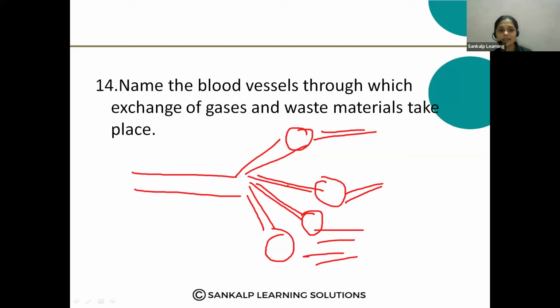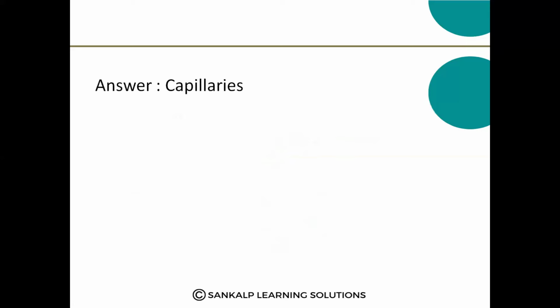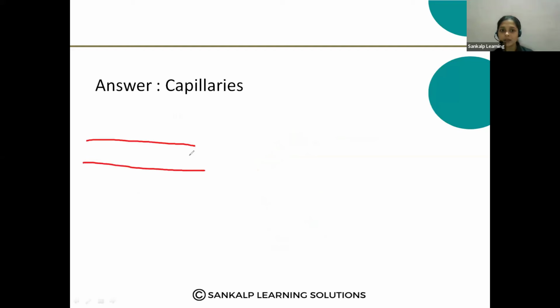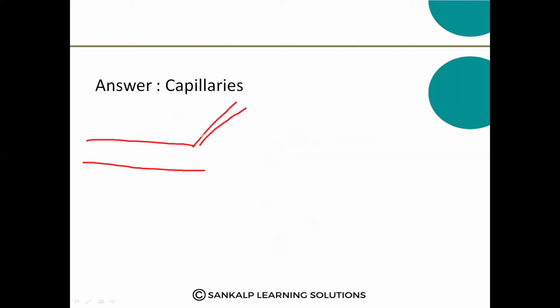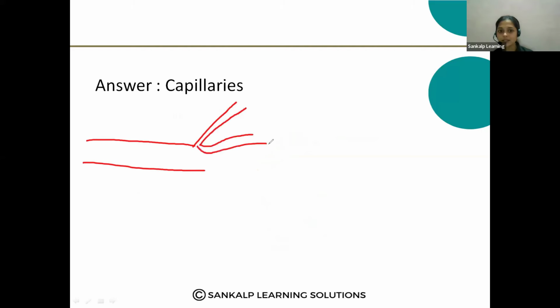So the alveoli that are present in the lungs, right? So here these are called capillaries. Capillaries, you know, are blood vessels that divide into small small branches. So why is it branched like this?